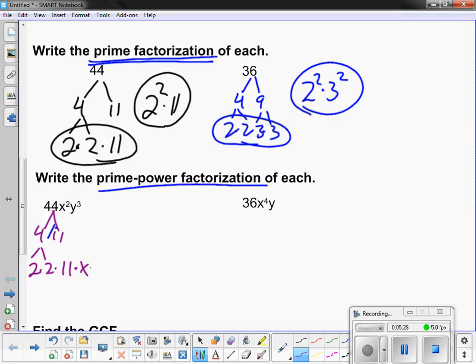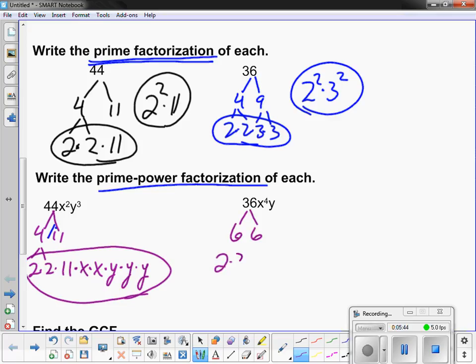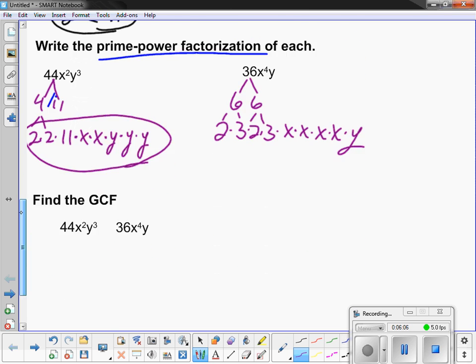And then I've got an x and an x and a y and a y and y. I prime factor the number, I take the variables, I spread them out. That's my answer. For 36, I got 6 and 6, so that's a 2 times a 3, and a 2 times a 3, and an x, 2, 3, 4 x's, and a y. That's the prime power factorization. I go ahead and prime factor the number, and then I take the variables that are there and I spread them out. I get rid of those exponents. That's how we do that. You've seen it. You've done that.